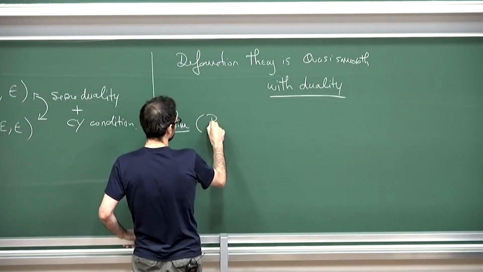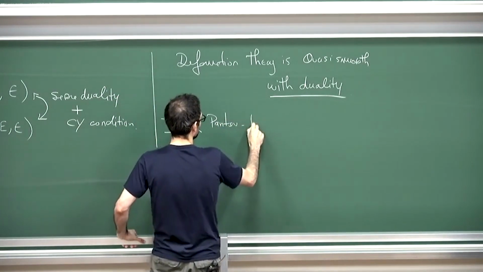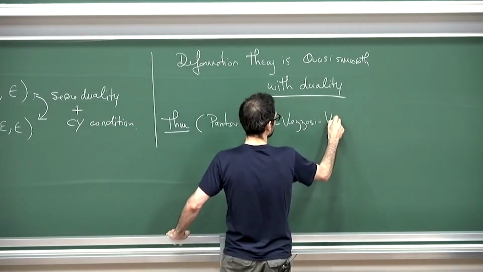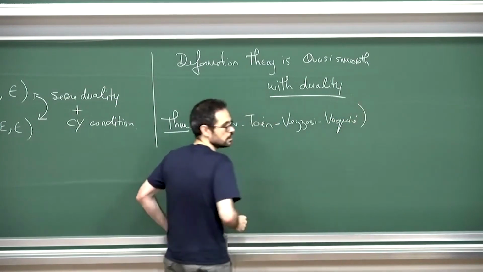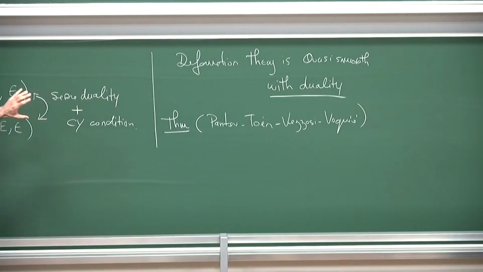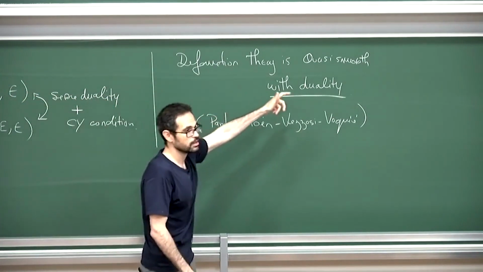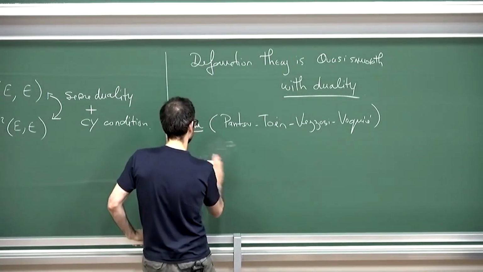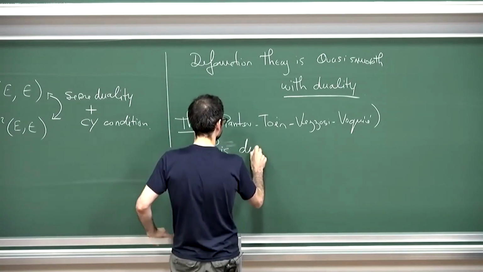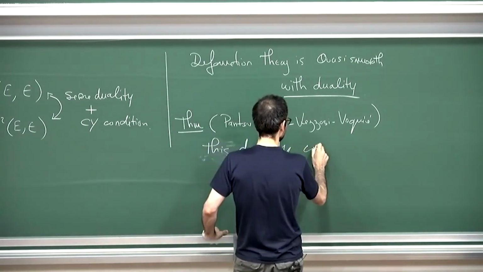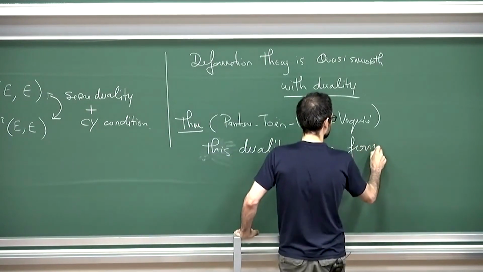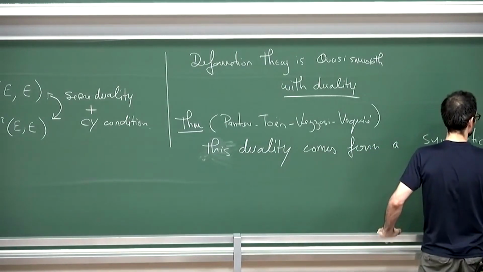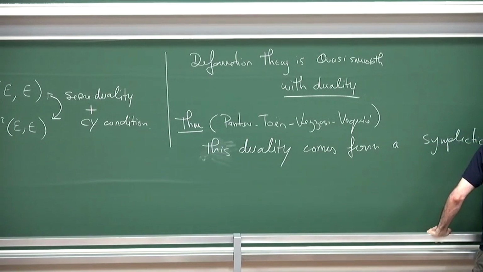So it's a theorem by Pantev, Toen, Vaquie, and Vezzosi that tells you that this kind of deformation theory, quasi-smooth duality, are examples of symplectic forms. So this duality comes from a symplectic form on this moduli space.